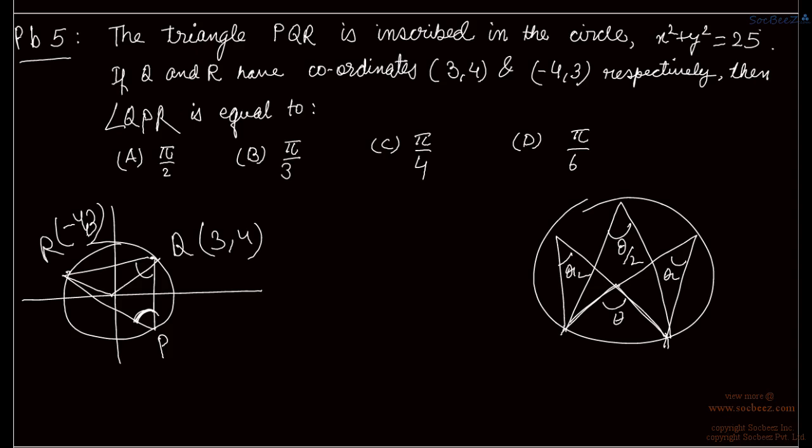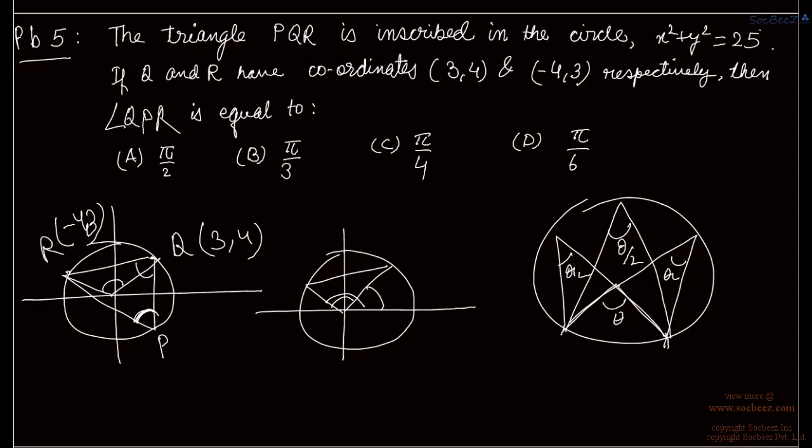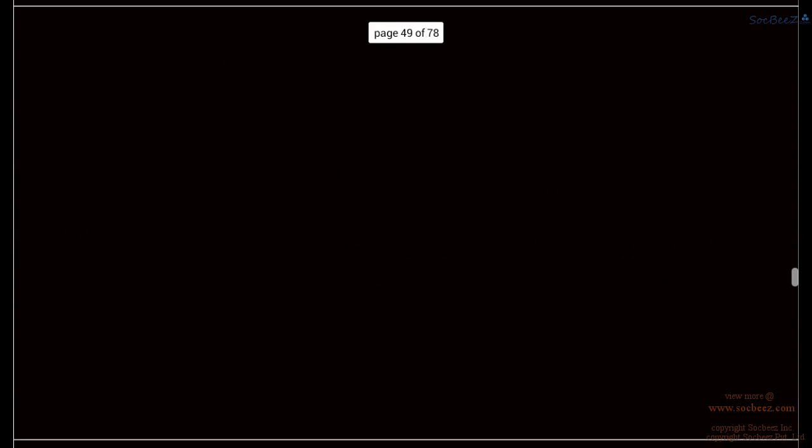So if we have to find this angle, we will actually find the angle at the center and then make it half. So what is this angle? Let us concentrate on that. We have 1 point here, 1 point here. We have to find this angle, so let's find this angle and that angle and then subtract these 2 angles.